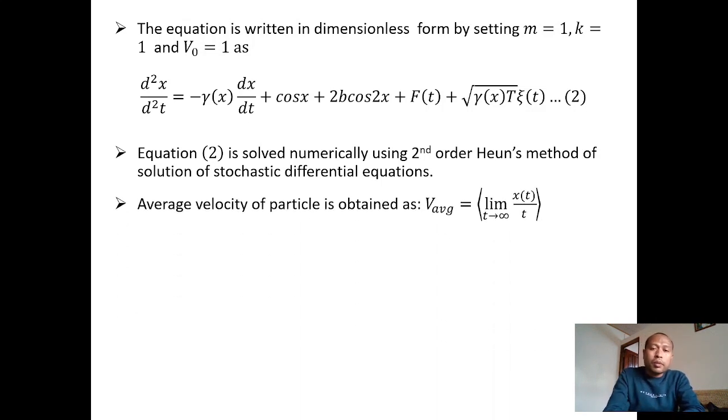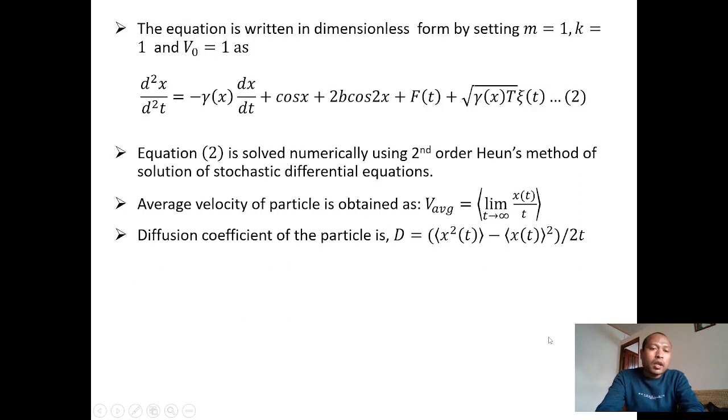The average velocity of the particle is obtained by this relation in the long time limit, where we allow the particle to evolve over a long time, t going to infinity, and here the averaging is ensemble averaging, x(t) by t. And the diffusion coefficient, which measures the spread of the particle, is denoted by D, which is given by this relation.